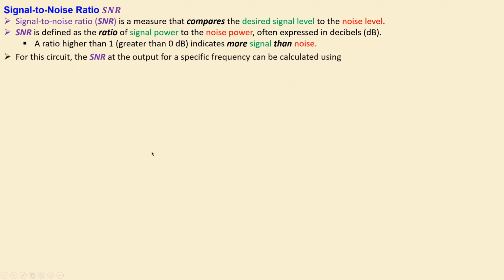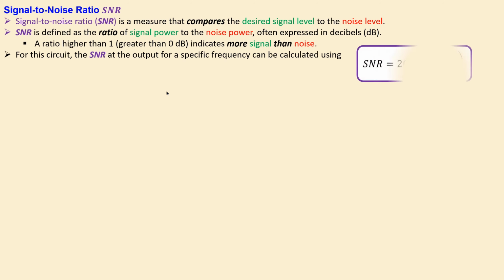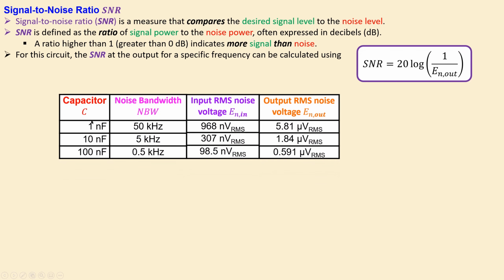Now for this circuit, the SNR at the output for a specific frequency, we will see that in more detail in the simulation results, can be calculated using this formula. And in this formula we will see the output-referred RMS noise voltage. So for our case we had several values for the output-referred RMS noise voltage, and that will be substituted in this expression and we get directly also the value in dB.